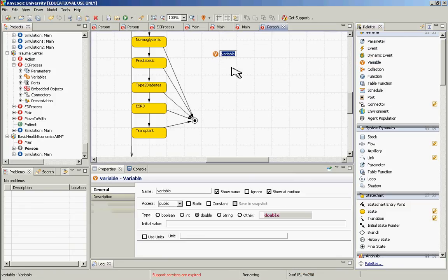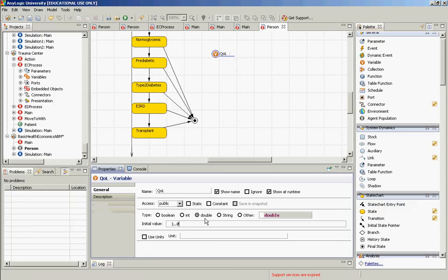So I'm going to create a variable here. There's many ways to do this, and my preference might be a different way, but for conceptual simplicity, I'm going to create a quality of life variable that's a double. Its initial value is 1.0.